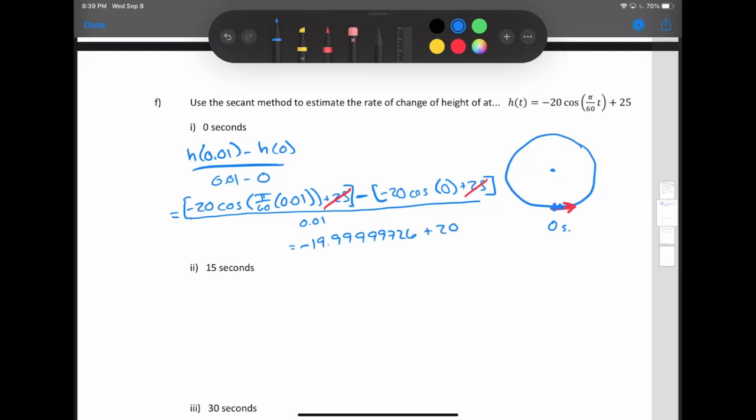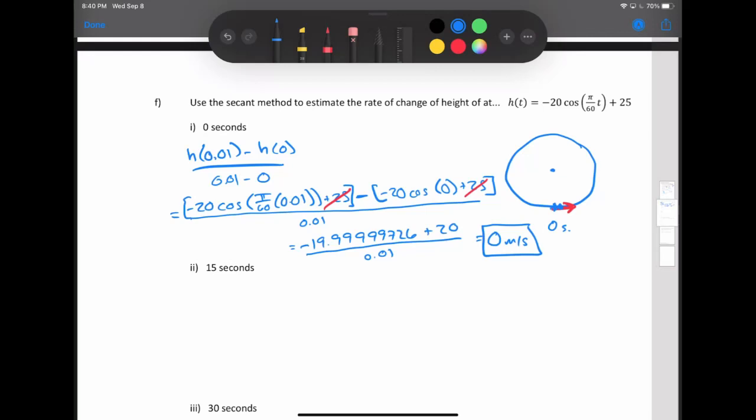plus 20 over 0.01. And that top number is 0 point many zeros before you hit anything. This is effectively 0. So as predicted, the answer we get is extremely close to 0 meters a second because we're moving horizontally instead of vertically. So there's no change of height.